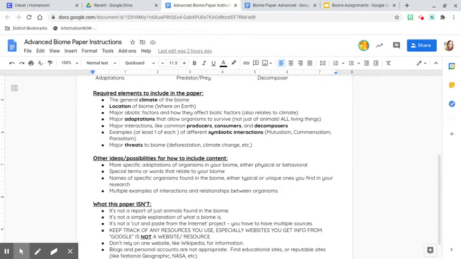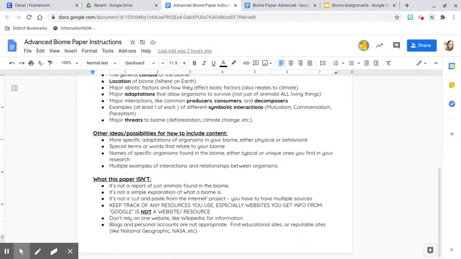deforestation, climate change, etc. Let's just say you have the tropical rainforest and you want to talk about climate change and how it really affects your biome. Be sure you research that part and look up some good information to add on there. Other ideas and possibilities for how to include the content.